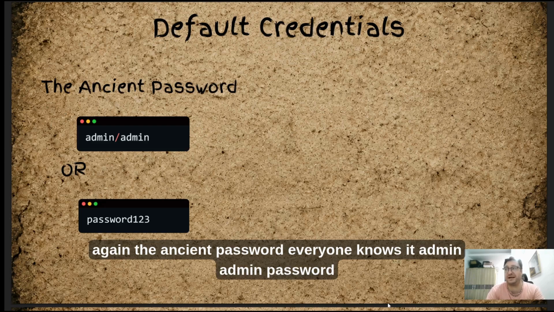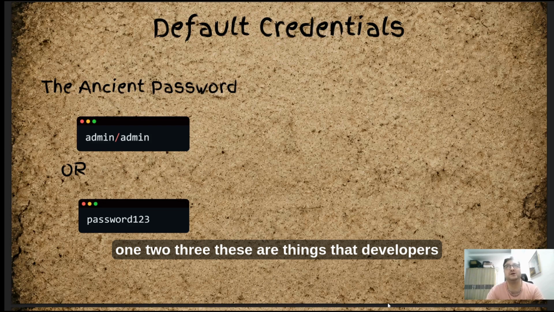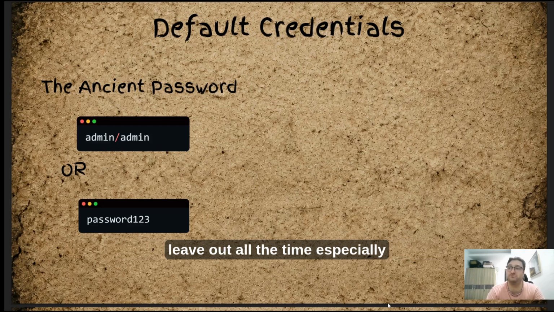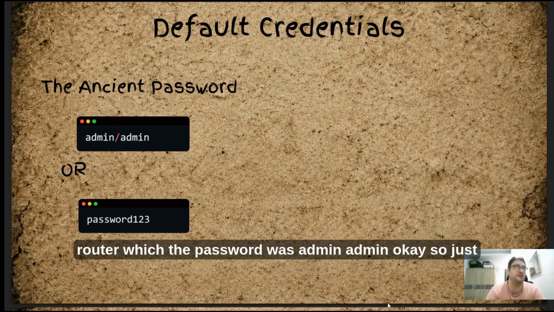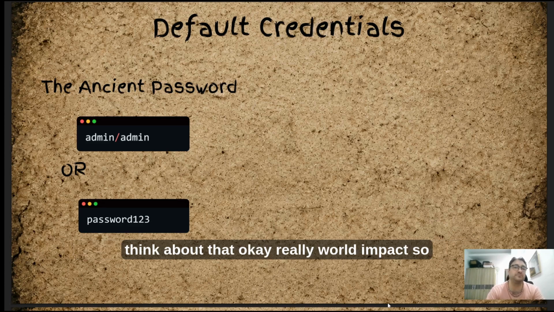Okay, again, the ancient password. Everyone knows it. Admin, password 123. These are things that developers leave out all the time, and especially even like on IoT devices. Like I hacked a Wi-Fi router, which the password was admin. Okay, so just think about that.